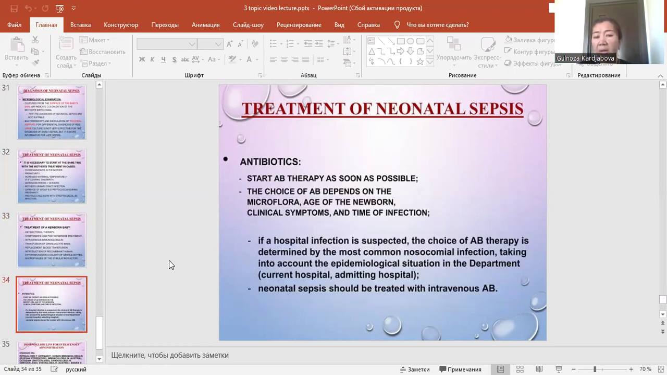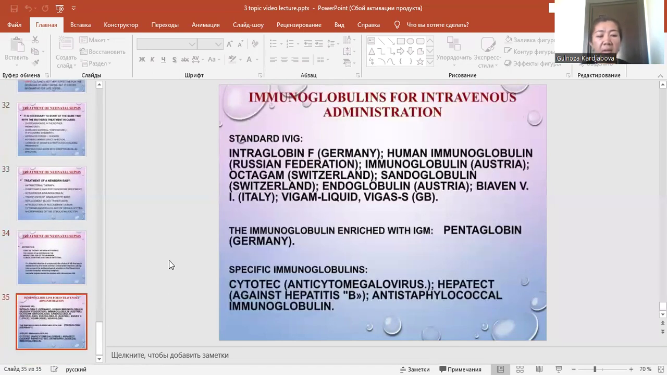Antibiotics: start antibiotic therapy as soon as possible. The choice of antibiotics depends on the microflora, age of the newborn, clinical symptoms, and the time of infection. If hospital infection is suspected in newborns, the choice of antibiotic therapy is determined by the most common nosocomial infection, taking into account the epidemiological situation in the current or admitting hospital. Neonatal sepsis should be treated with intravenous antibiotics.